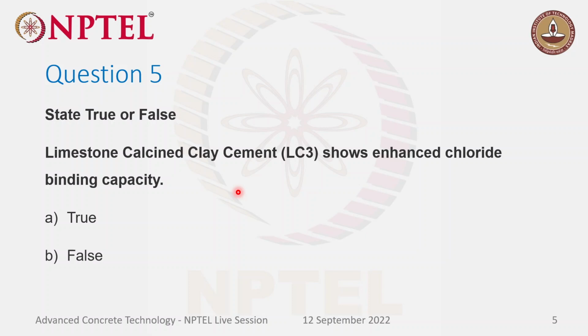The hydration products from LC3 cement will react with the chloride coming from the surrounding environment, and it will hold chloride with its hydrates. It binds the chlorides from the environment, which enters the concrete. Is it true or false? You can compare it with OPC and give your answer.